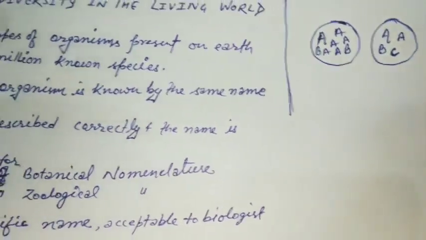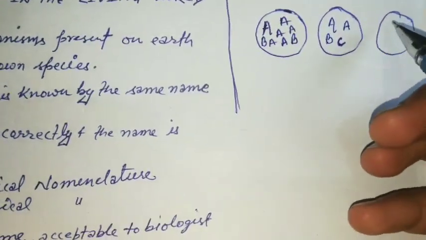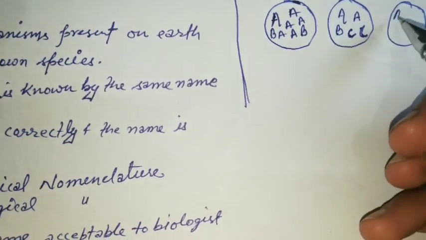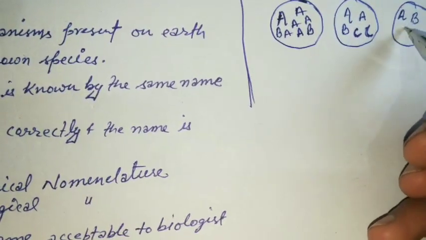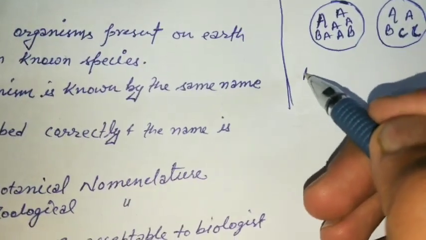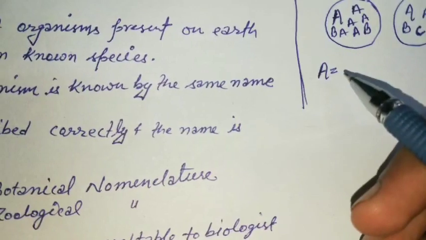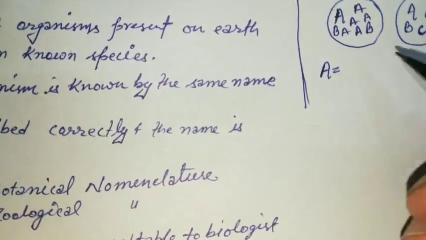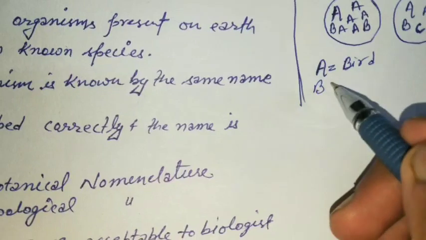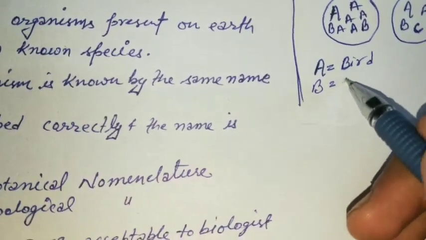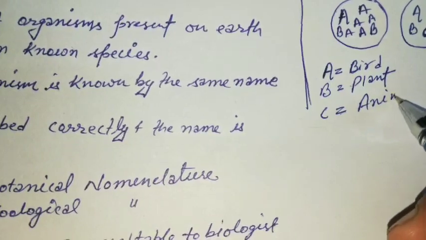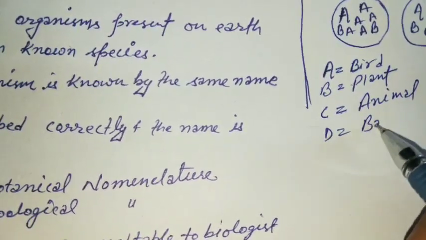Some new species are also there. And in the third, there is A, B, C, and D. Let us suppose A is some birds, and B is some plant, C is some animals, and D is some bacteria.